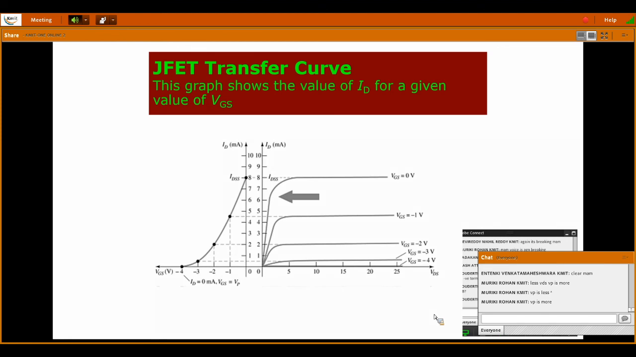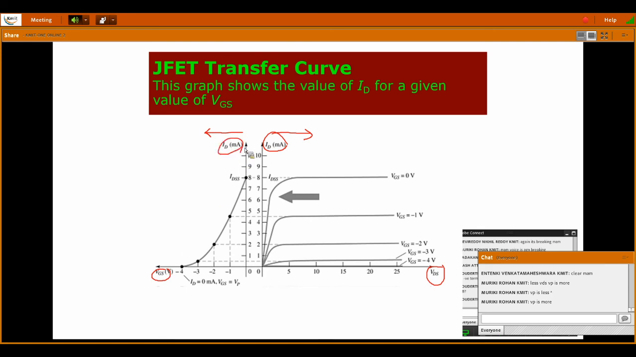And see, this graph is very important. The right side graph is nothing but the drain characteristics of the FET. This is the drain characteristics till now whatever we have seen, but the left side part of the graph is the transfer characteristics of FET. Drain characteristics are drawn between VDS and ID, whereas transfer characteristics are drawn between VGS and ID. Listen carefully, you will be confused here.